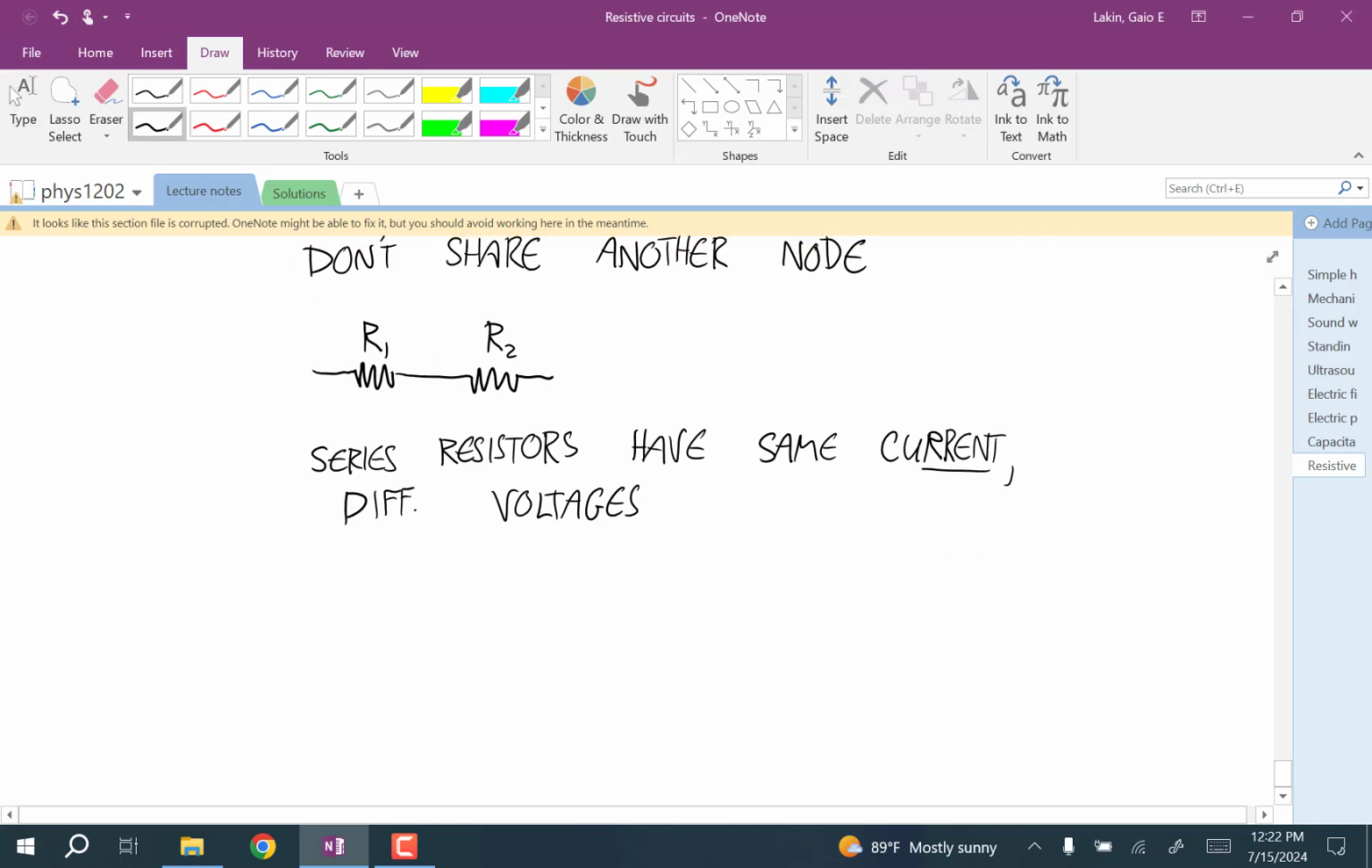And if you package series resistors as a single thing, so if you think of them as a single resistor, so if you treat them as a single resistor, like imagine putting electrical tape around the whole section that contains both of those and thinking of it as a single resistor, then the equivalent resistance, R equivalent, is equal to the sum of the two resistances.